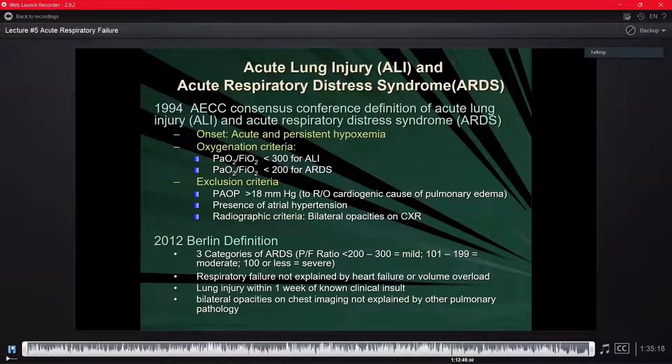So how do we exclude? How do we delineate? How do we define? Well, a pulmonary artery wedge pressure of 18 or greater would be indicative. The presence of arterial hypertension also, and radiographic criteria, bilateral opacities in the chest x-rays, all of those would be indicative of either ALI or ARDS. But when we look at this oxygenation criteria, again, PaO2 divided by FiO2, less than 300, ALI, less than 200, it's going to be ARDS.